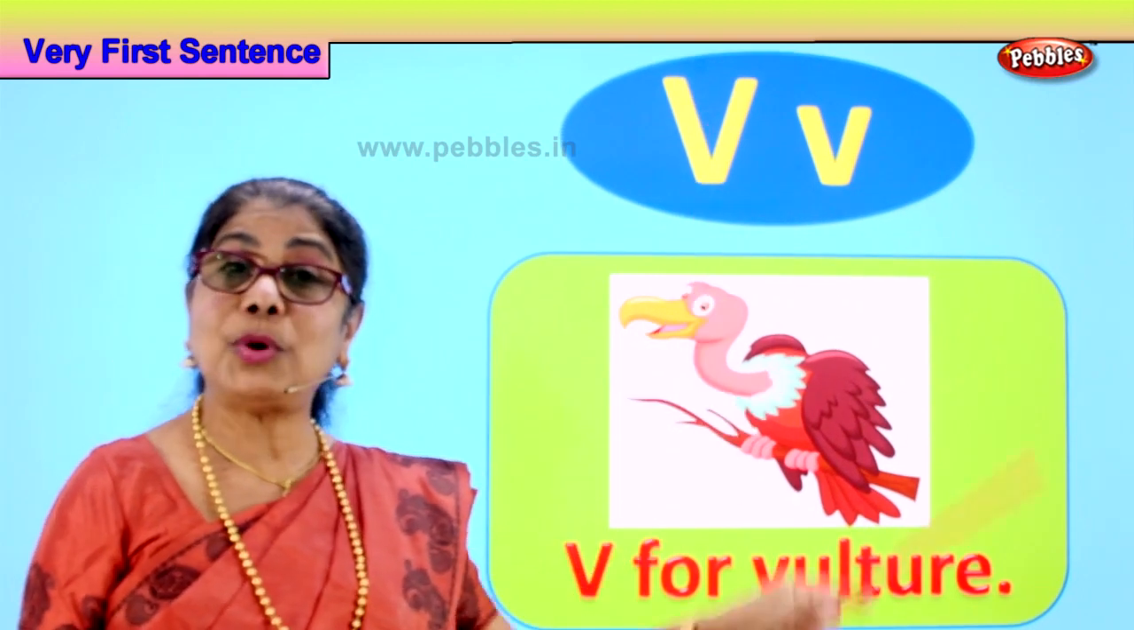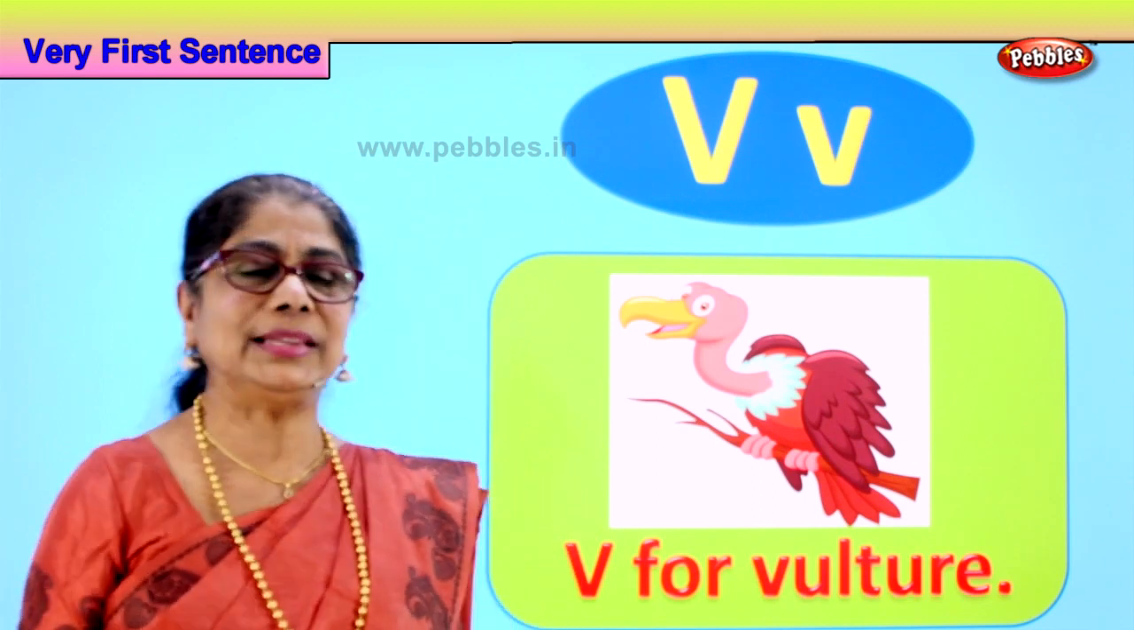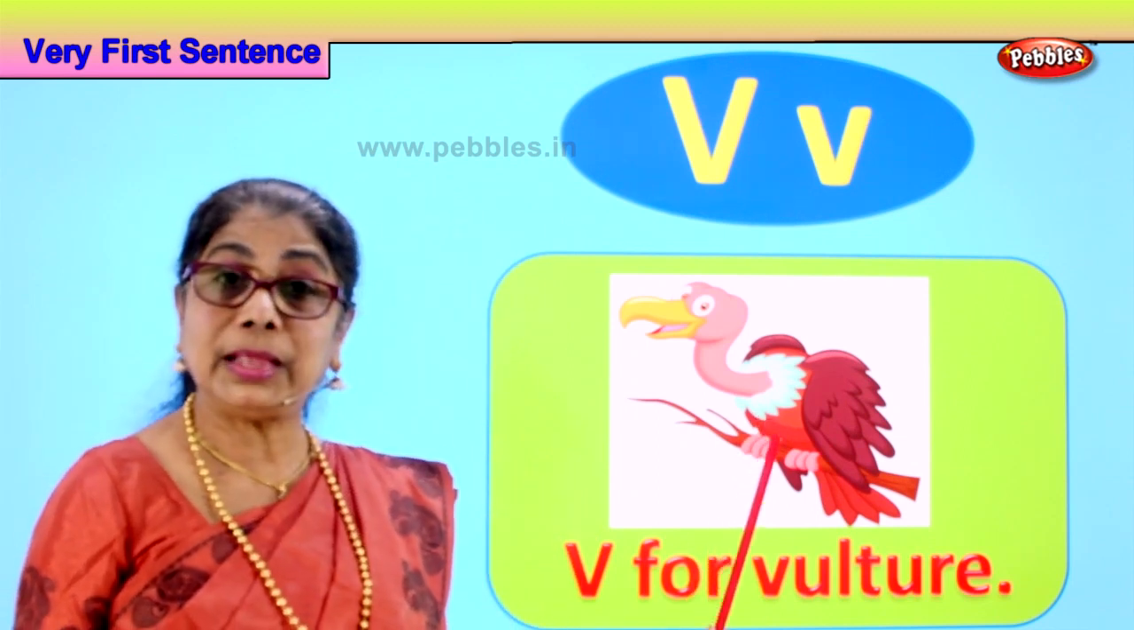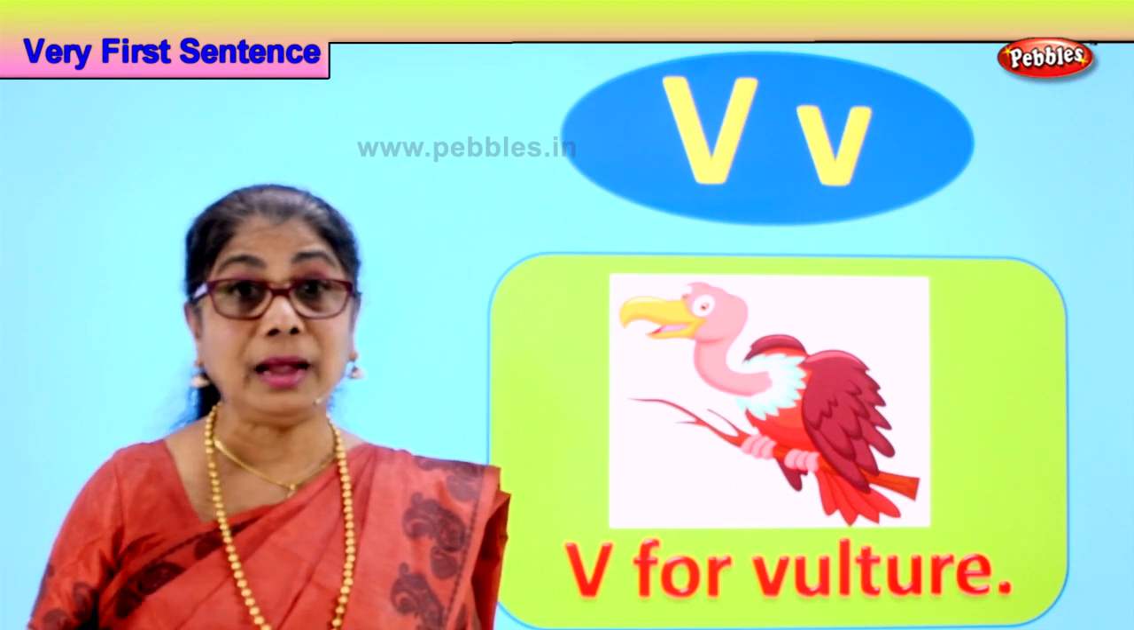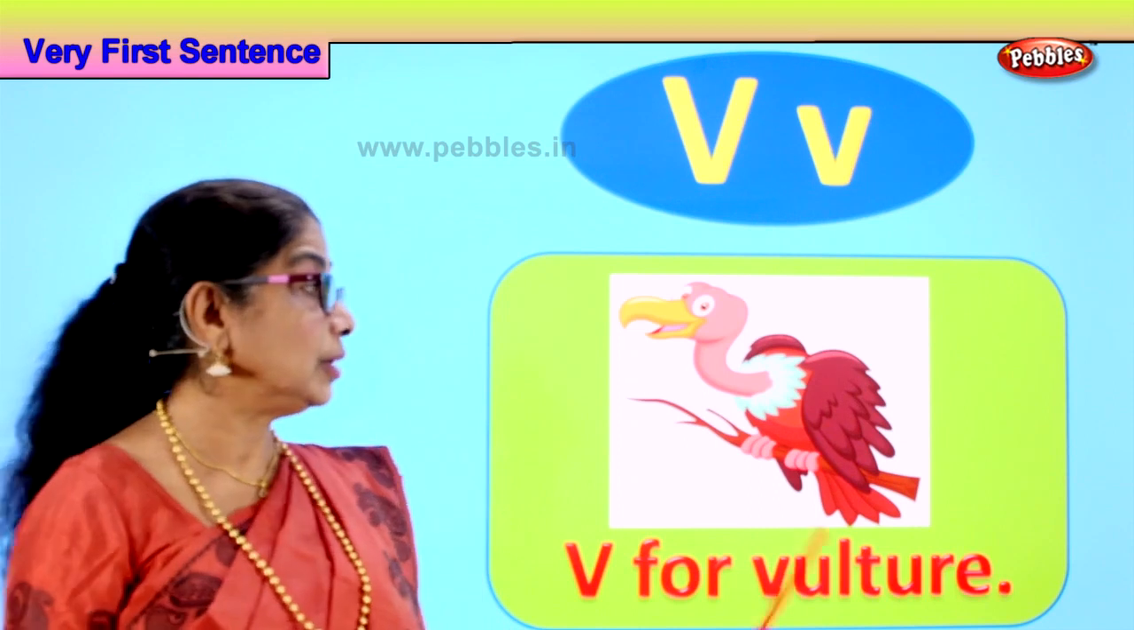Capital letter V, small letter V. The sound of V is V. What picture is this? The picture of a bird. This bird flies high. What is the name? Vulture.